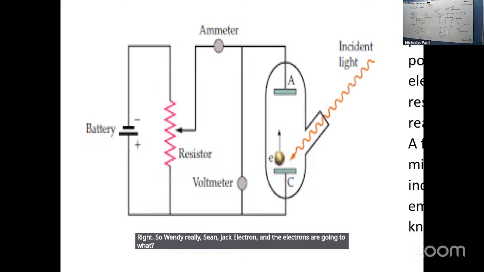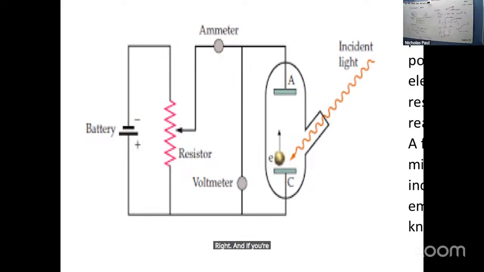Right. And if electrons go to E, what potential is there? Positive or negative? Negative, electrons going to E. Electrons going to E, making E negative and what? A positive. Right. So here's what's happening now.